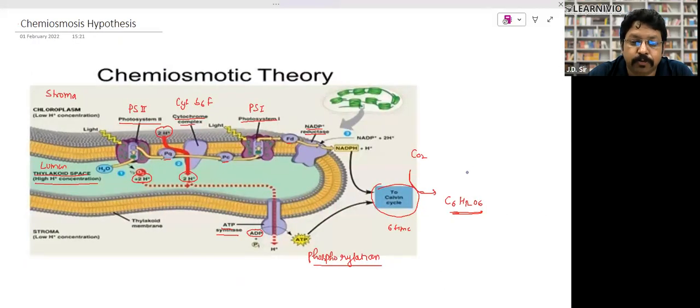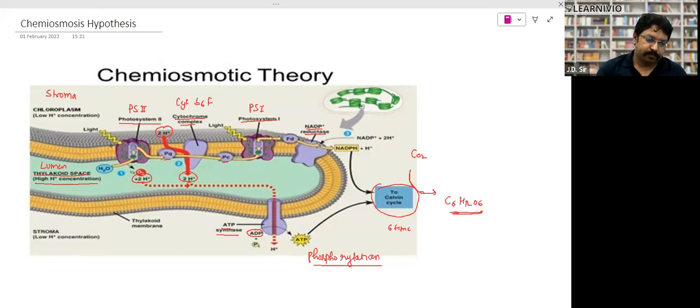What is the chemoosmotic theory? Now I told you when the electron passes through the cytochrome b6f, ATP will be produced. How will the ATP be produced? That is the question. So the chemoosmotic theory is a theory which tells how the production of ATP takes place. Try to understand. Please, I want your 100% focus here.